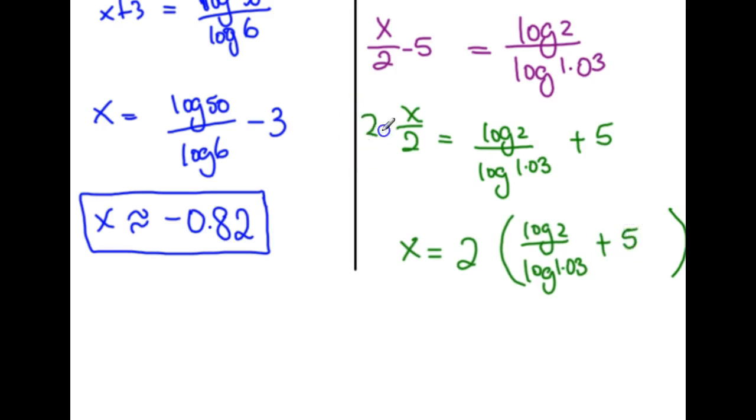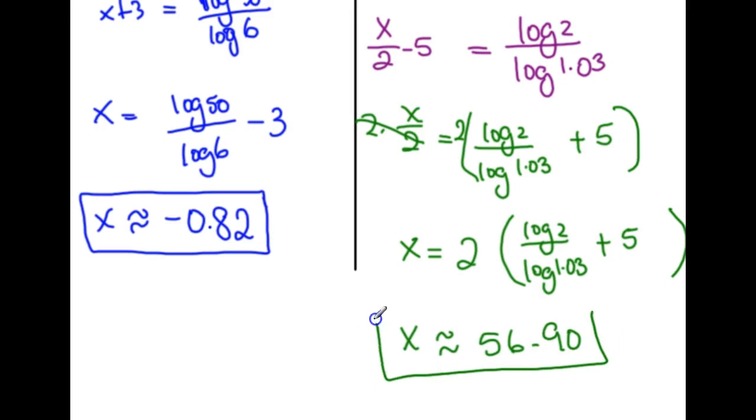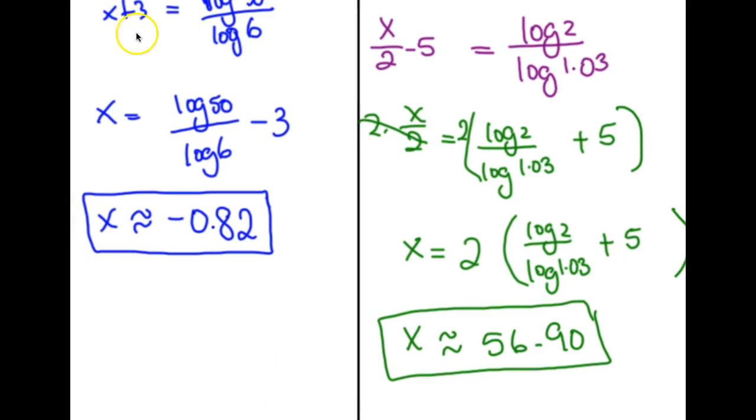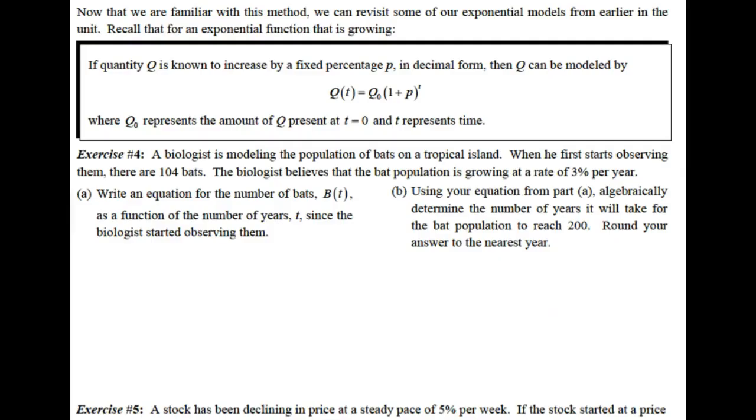Because remember, if I times this by 2, that cancels and I'm left with x, and then I will have to do that on this side. And I put this in the calculator and I round it, I'll get approximately 56.90. Alright, I know that was a little, just take a minute, pause the video if you get frustrated, and think about what's happening here. So moving on.